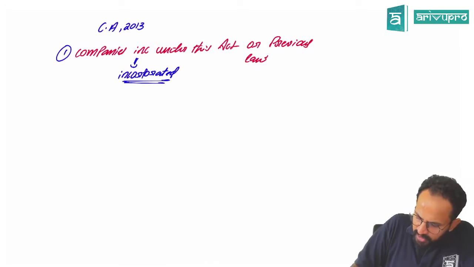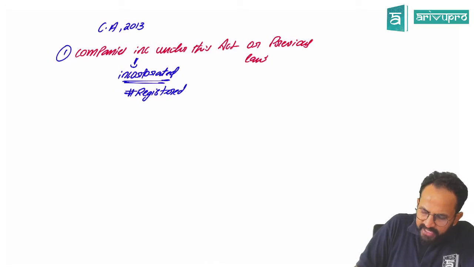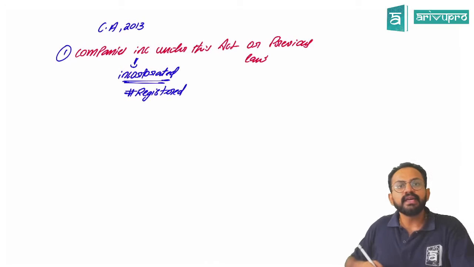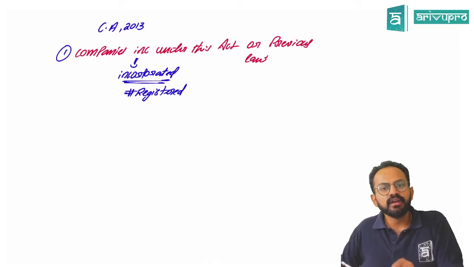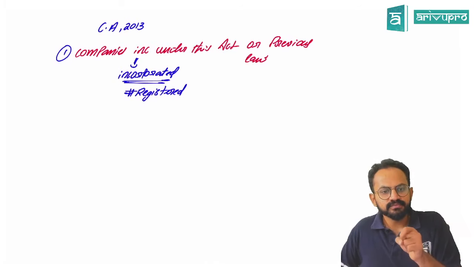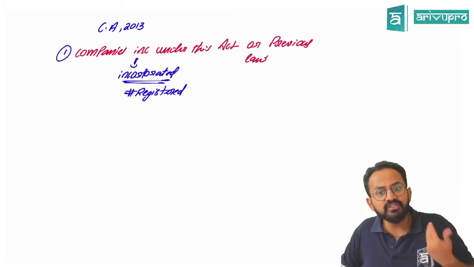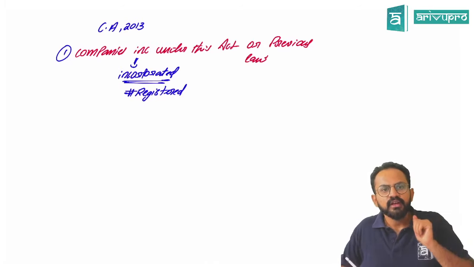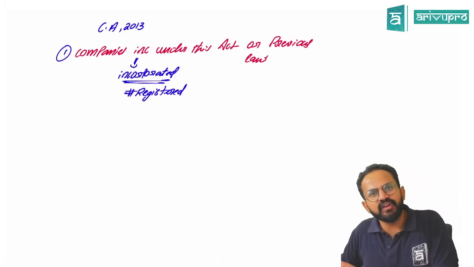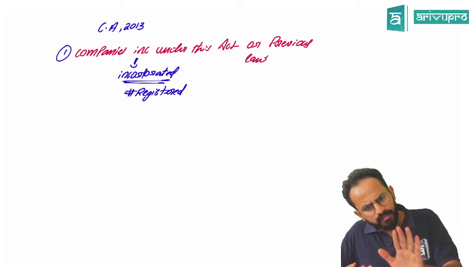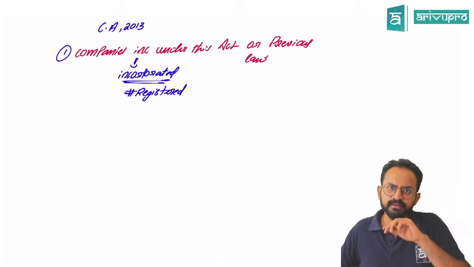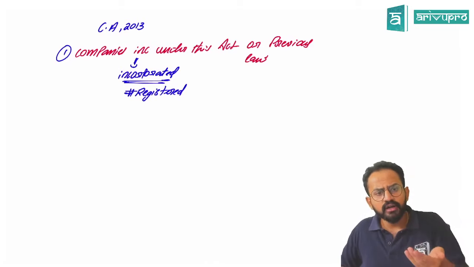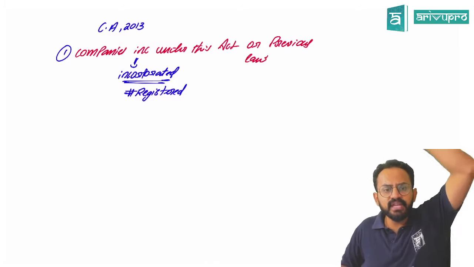Remember this word? The word incorporated means registered. In this chapter, that is a keyword. You need to write it as incorporated only. Incorporated means registered. So companies registered under this act or previous laws. The Companies Act 2013 is applicable to all the companies which are registered under this act, or the companies registered under previous company law.